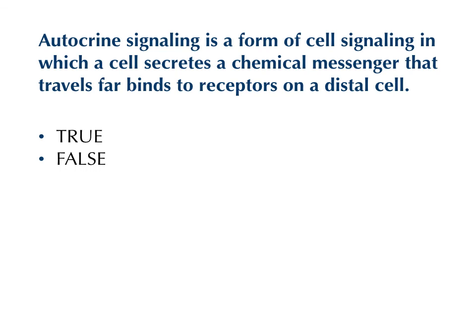Autocrine signaling is a form of cell signaling in which a cell secretes chemical messengers that travel far and bind to receptors on a distal cell. True or false? And this is false. And we didn't really go over this.